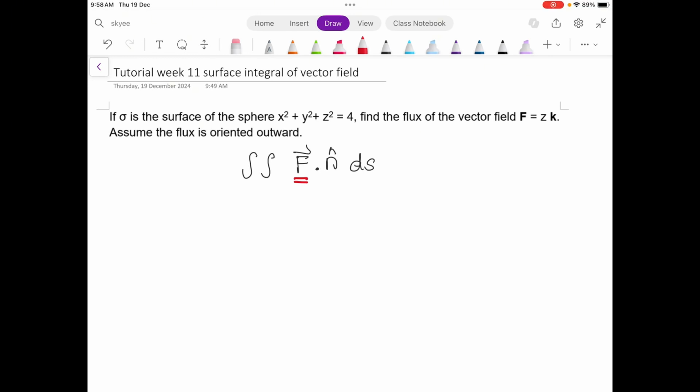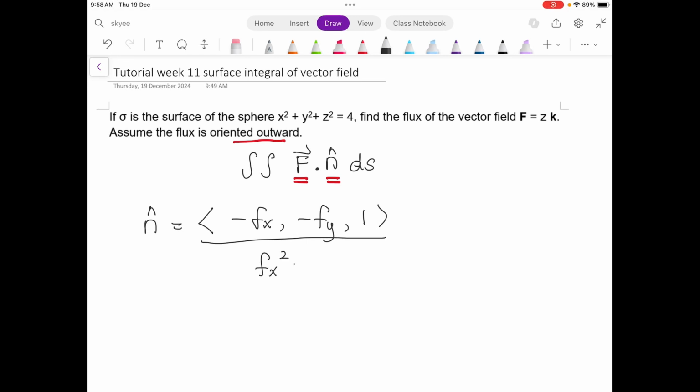So now we have to find the unit vector n. According to the question, it is oriented outward. So if it is outward, we have to apply this equation: the unit vector n equals negative fx, comma, negative fy, comma, 1, divided by the square root of fx squared plus fy squared plus 1. So this is the formula.